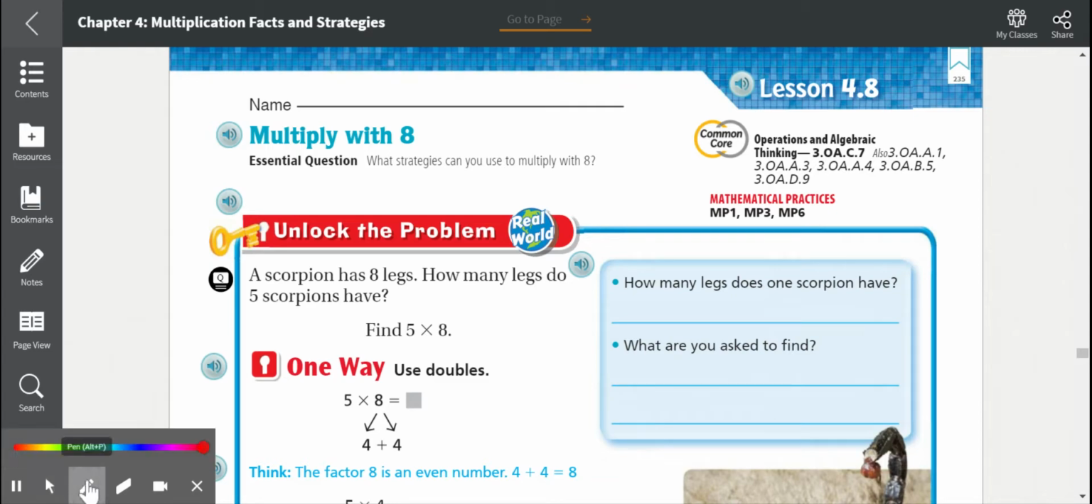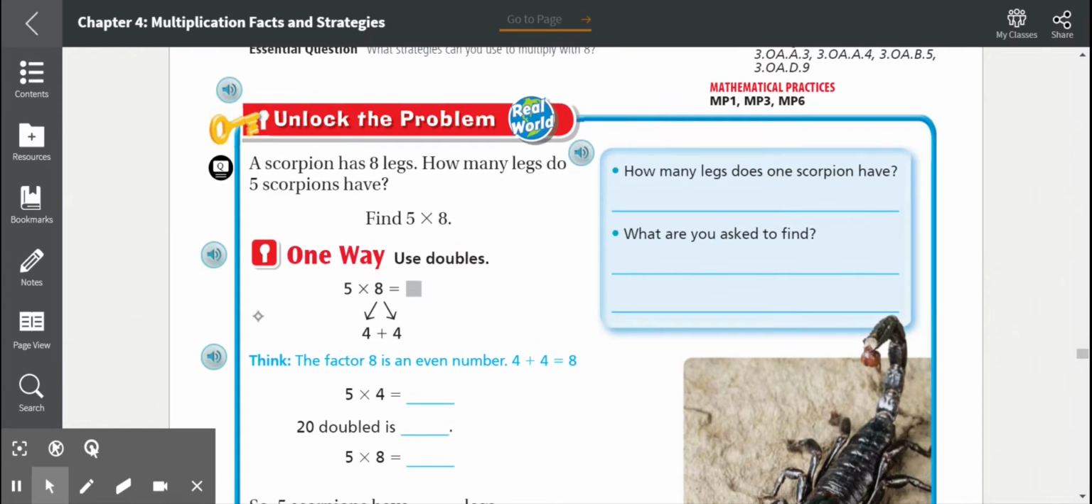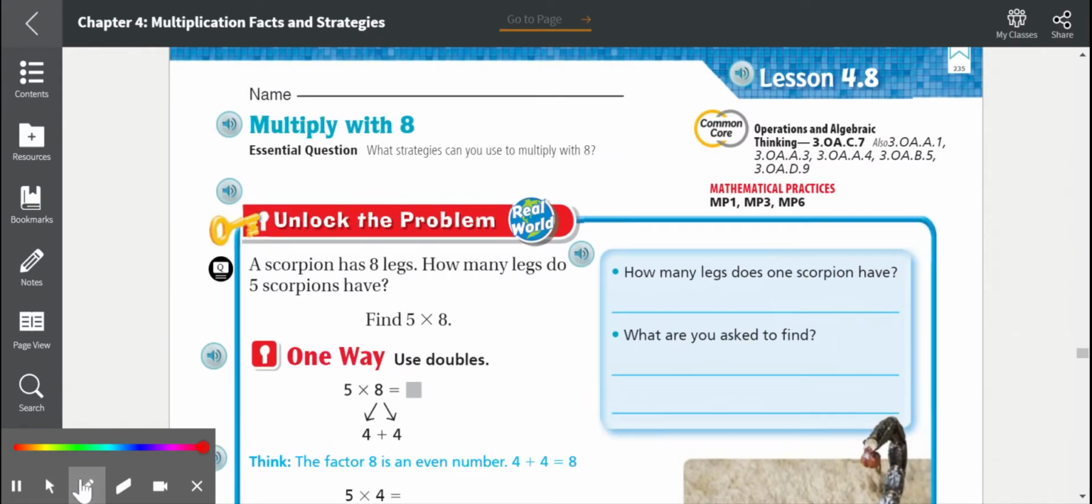So let's start by unlocking the problem. A scorpion has 8 legs. How many legs do 5 scorpions have? So we want to know that there are 5 scorpions and they each have 8 legs. We want to know how many is that. So that's 5 times 8.